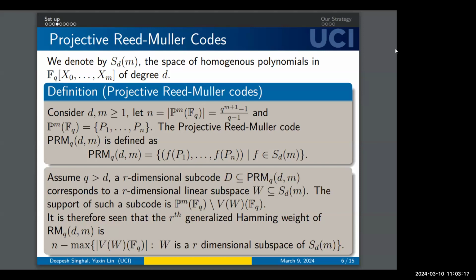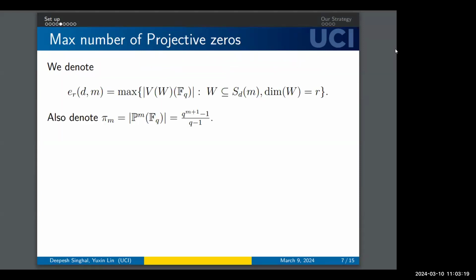So this motivates a notation. E_r^d(m) is: you look at the space of degree d homogeneous polynomials in m plus 1 variables, look at all r-dimensional subspaces, and look at the largest vanishing set among those. This is the main problem that we were working on: to get an exact formula for the projective version of this, e_r^d(m).